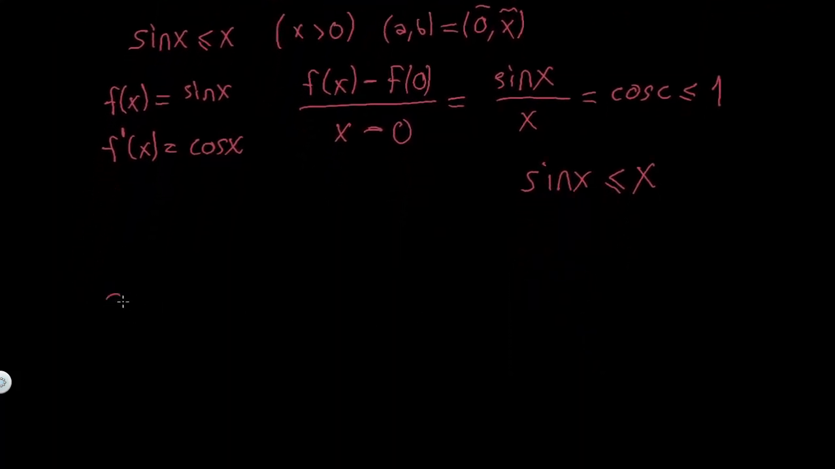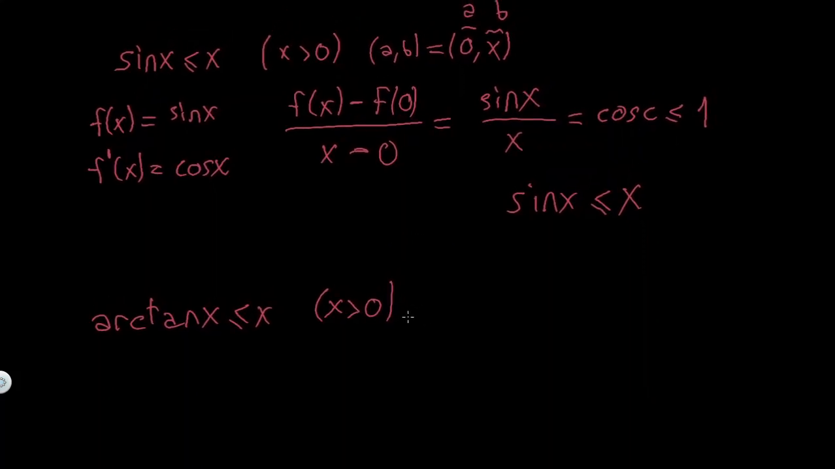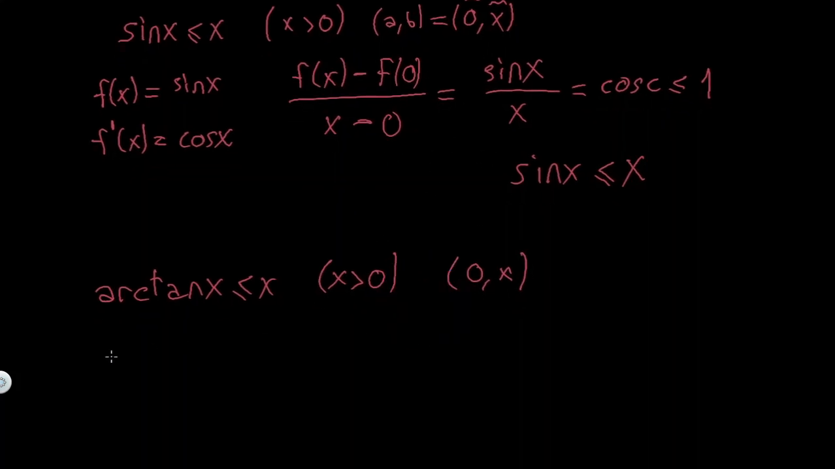For the second one, let's show arctangent of x is less than or equal to x. Again, let's show this for positive x. We can do the rest by symmetry. So I'm again picking the interval from 0 to x, the same a and b, and I'm picking the function f(x) equal to arctangent of x. And its derivative is going to be 1 over 1 plus x squared.